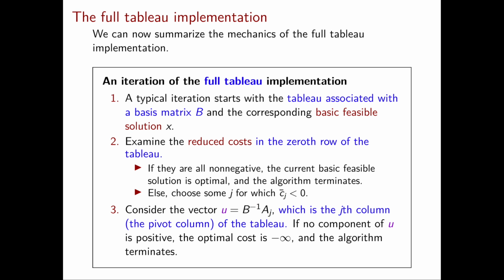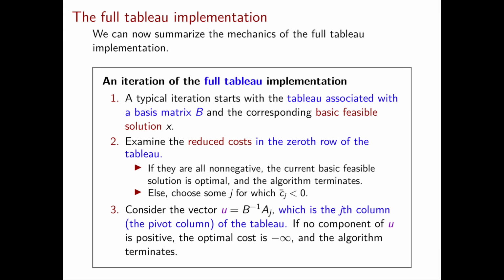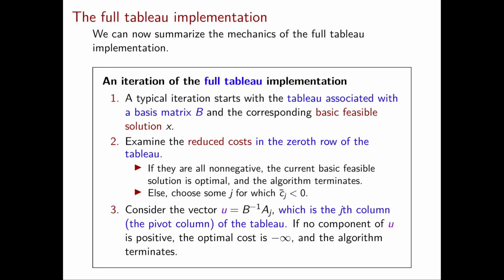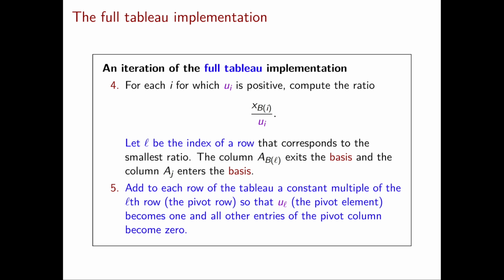Next, we need to consider the vector u defined by B inverse A_j. Now this vector is conveniently placed in the jth column of the tableau, and this is the pivot column. If no component of u is positive, the optimal cost is minus infinity and the algorithm terminates. Otherwise, for every i with u_i positive, we compute the ratio x_B(i) over u_i. Recall that every ratio can be obtained from a specific row of our tableau.